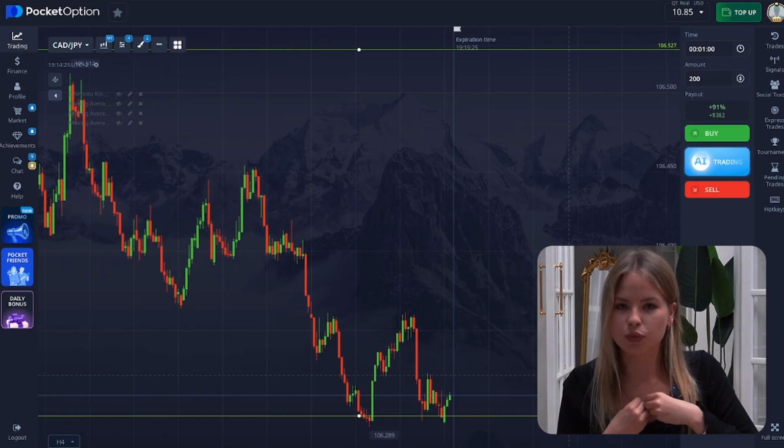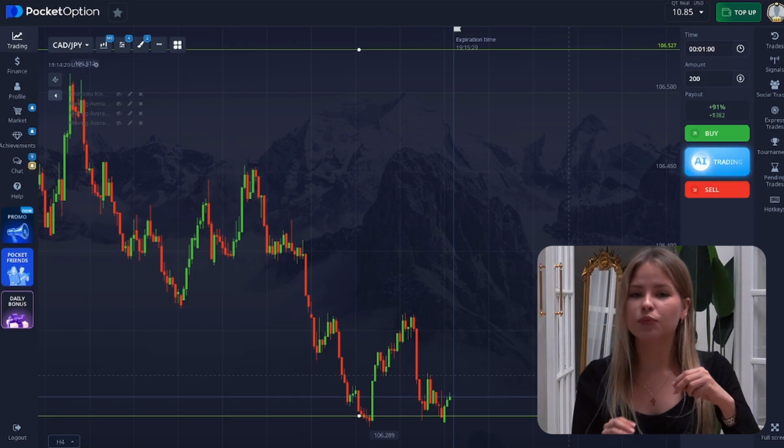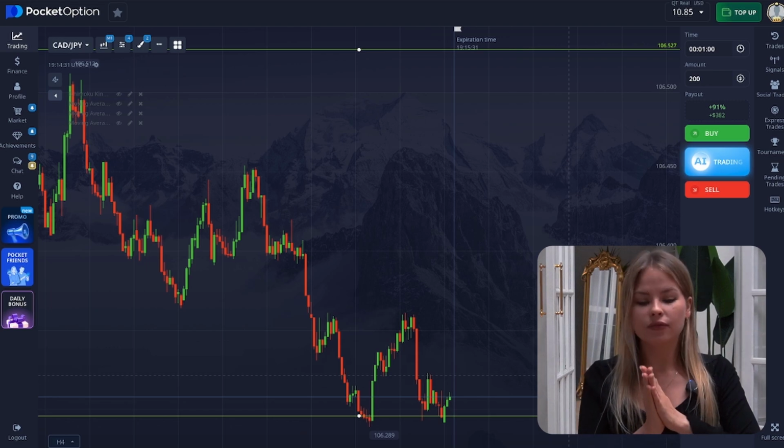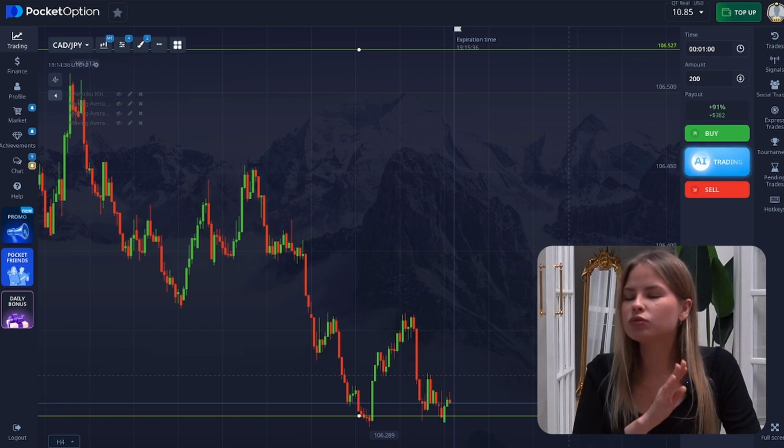As I will trade with a 1 minute expiration time, I strongly recommend you make a small analysis on this time frame just to understand the local movements of price. It's extremely important.